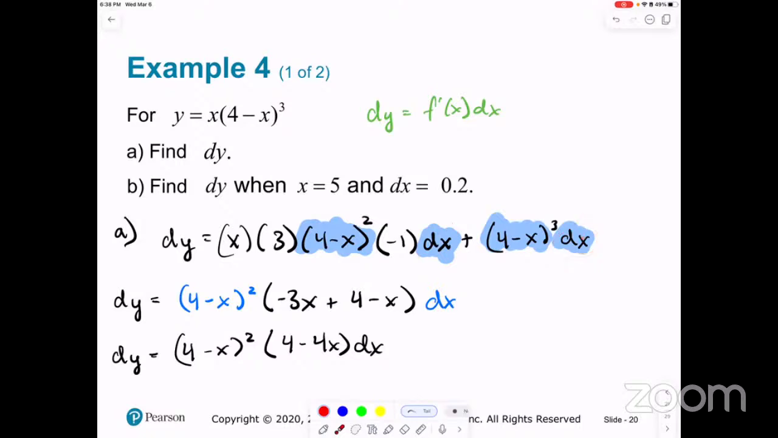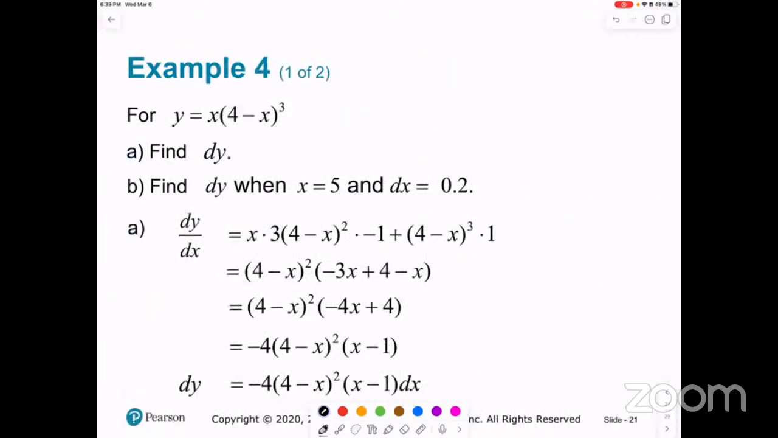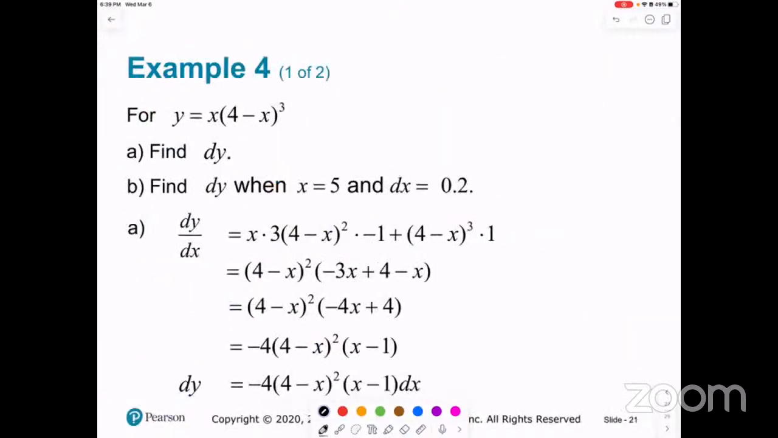So when our dy, our differential of y, we got this guy. Okay. (4 minus x) squared. Okay, so they factored out the negative 4. That's fine. And that would be x minus 1. That's fine, dx. Yeah. And so I think they did the second way I suggested. They just went on and did dy by dx. They did their product rule. And then at the end, they multiplied both sides by dx to move the dx to the other side. That probably would have been a little bit easier.